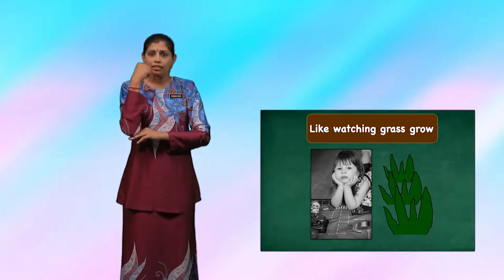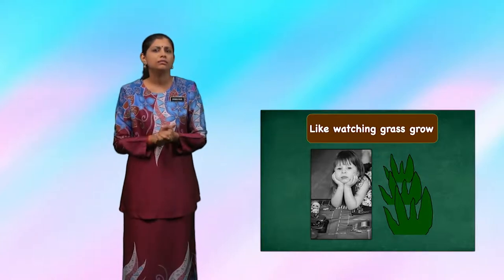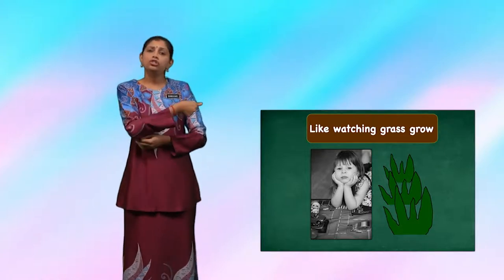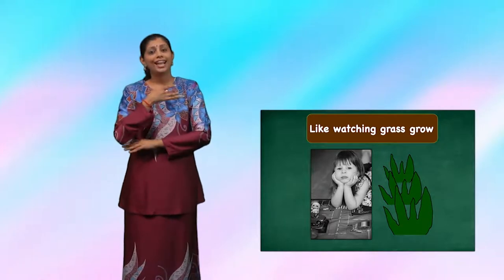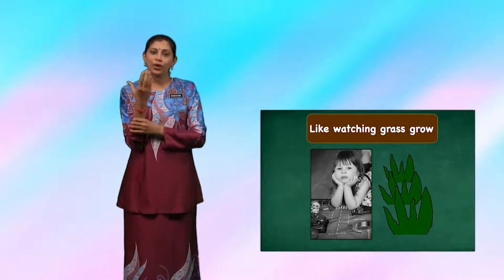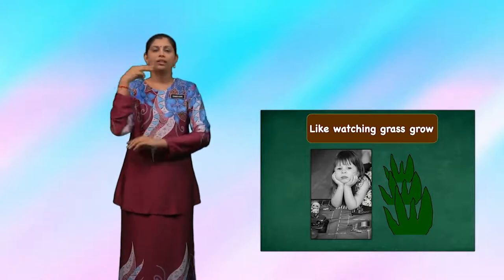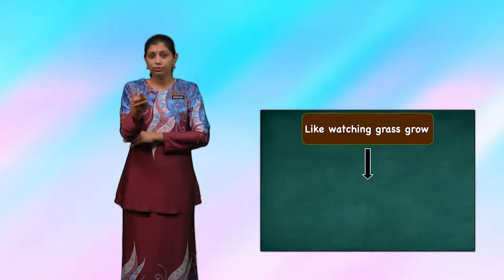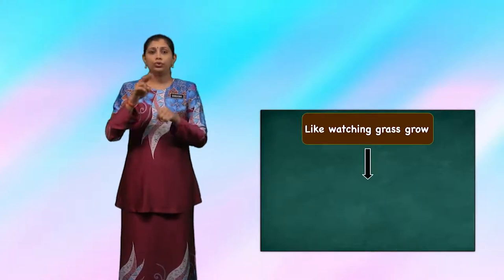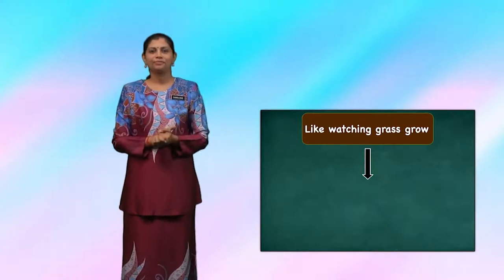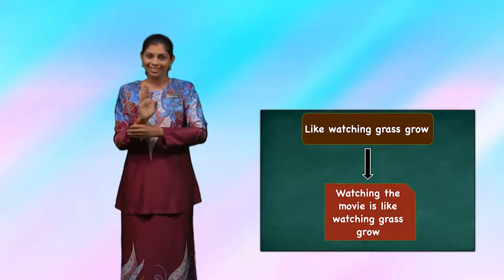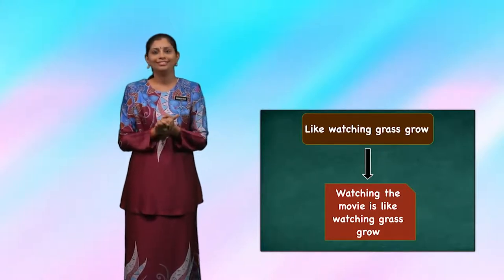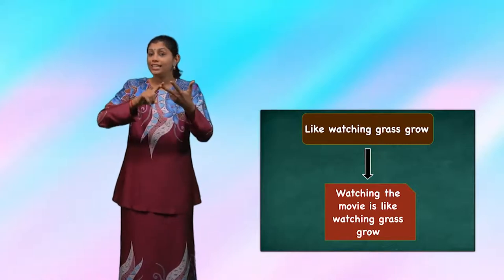Can you see the girl's face here? How is it? Happy? Sad? Aha! She is bored. This means like watching grass grow is used when we feel bored. I shall give you an example on how to use this simile. Watching the movie is like watching grass grow. Simple.